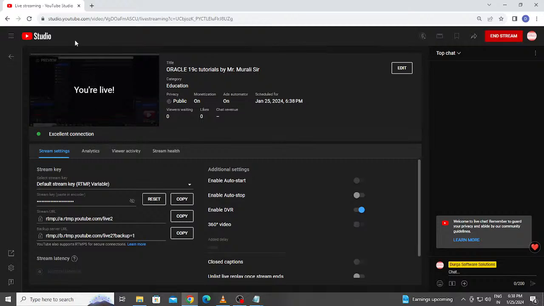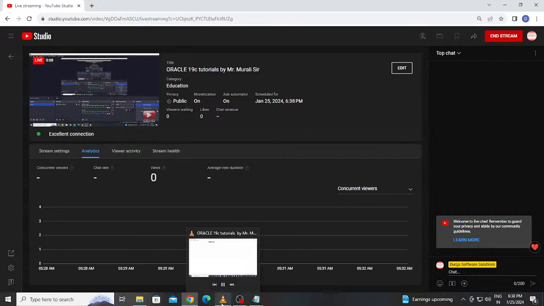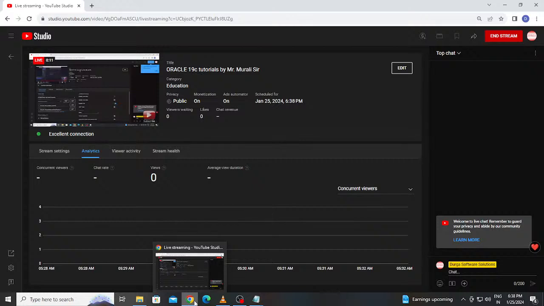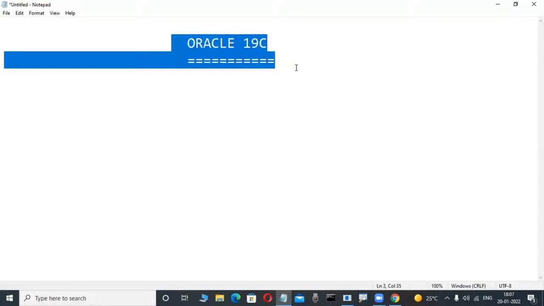The C means cloud technology. Cloud computing is there. In olden days, grid computing was there. Now cloud. What is cloud and all these things we will understand. Now this is Oracle 19c. 19c means cloud technology. Observe it here. This is the latest version we are learning in our class.